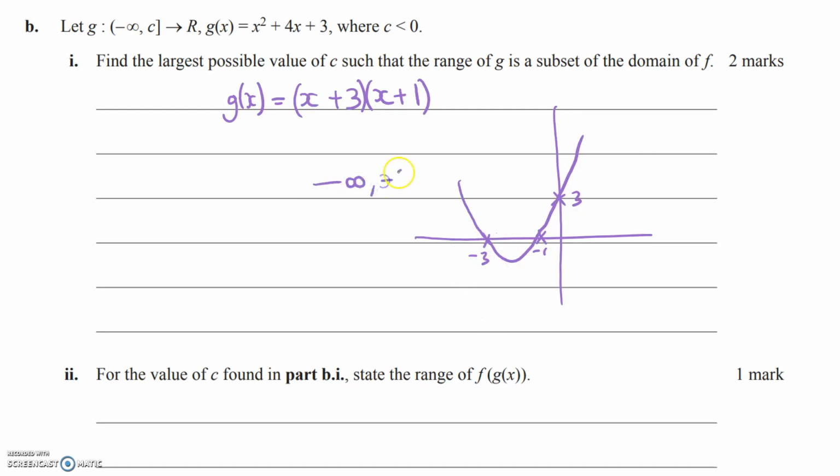So my domain would look like this. So my c is equal to -3.